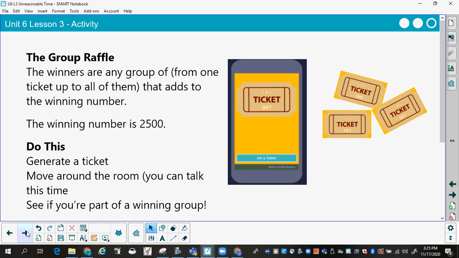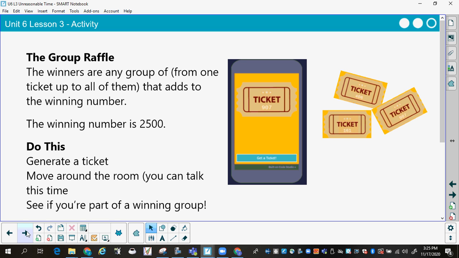All right. Now we're going to try a group raffle. The winners are any group of from one ticket up to all of them that adds up to the winning number, and the winning number is 2,500. So now everybody would generate a ticket in class, and you would move around the room and talk to people to see if you're part of a winning group. Not a pair, but a group. And it could be any number of tickets in a group.